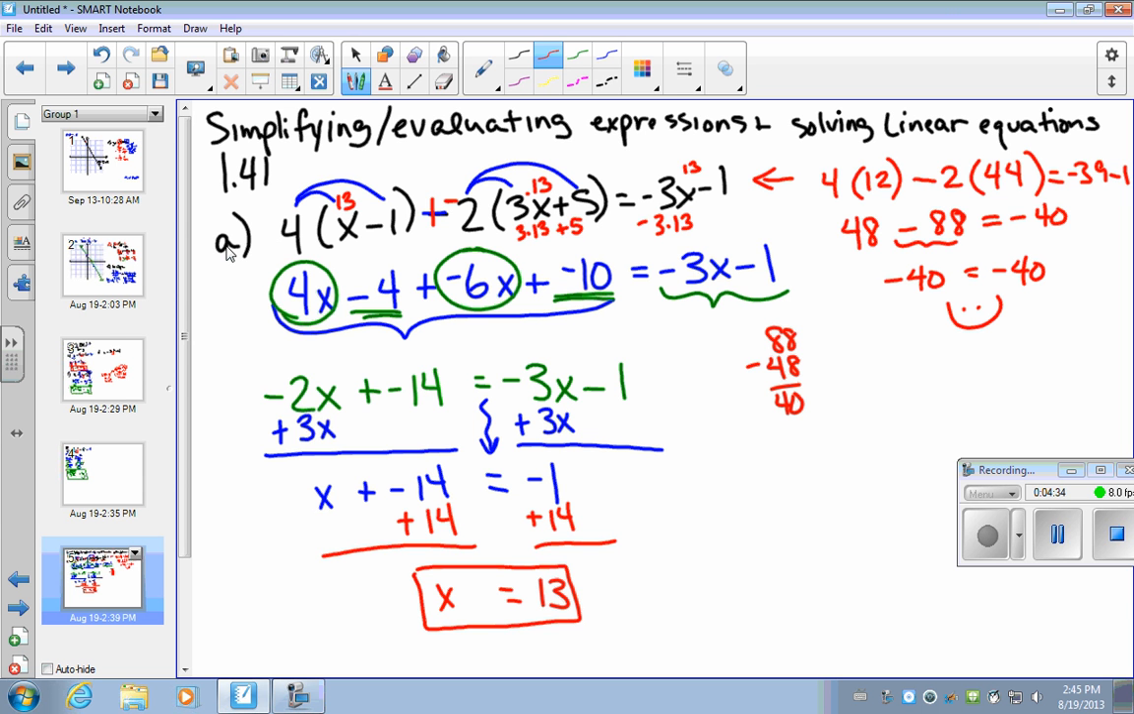When I ask you to check, this is what I'd like to see. Not "I put it in my calculator, so I know that 13 is the right answer."